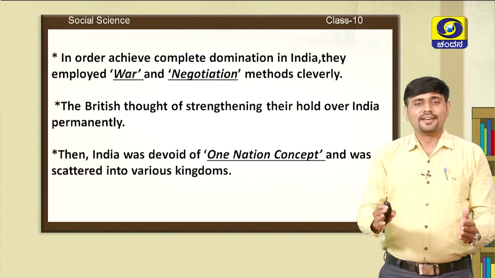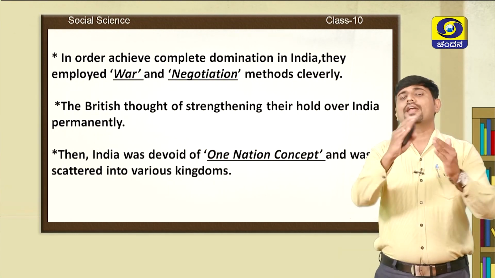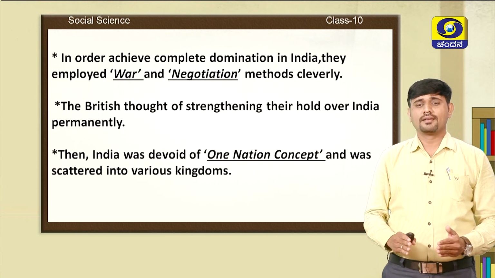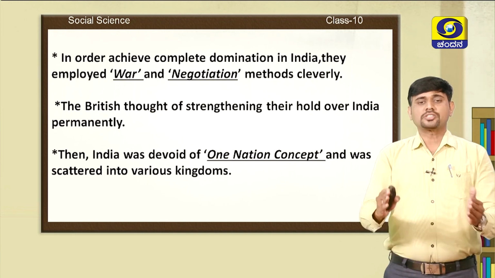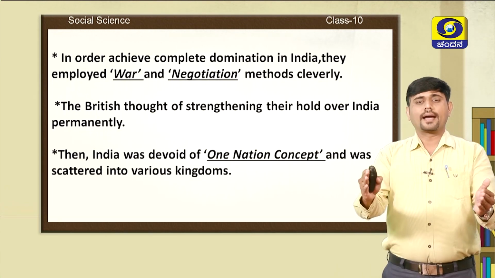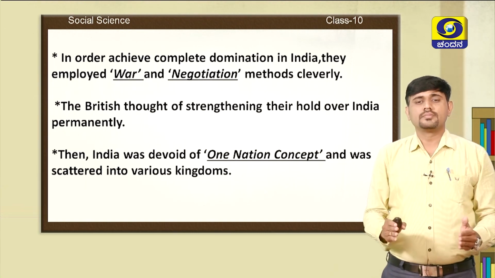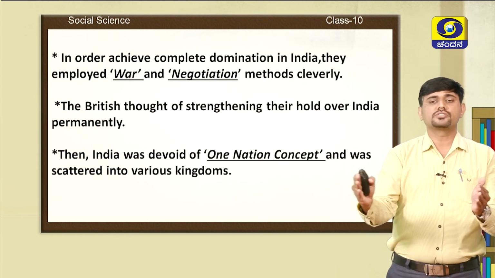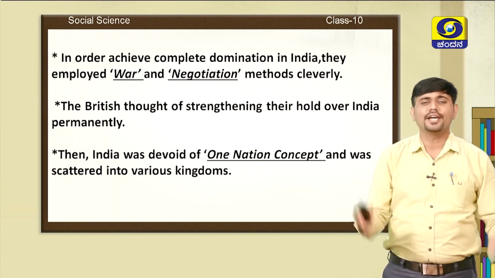My dear students, in order to achieve complete domination in India, the British employed war and negotiation methods cleverly. What is the war and negotiation method here? There were some kingdoms who opposed the British government. The British East India Company, by declaring war against those kingdoms, was able to capture the small provinces into the British Empire. And also, by making some treaties and agreements with some of them, they captured the provinces into the British Empire. They used these methods very cleverly to expand the British Empire in India.